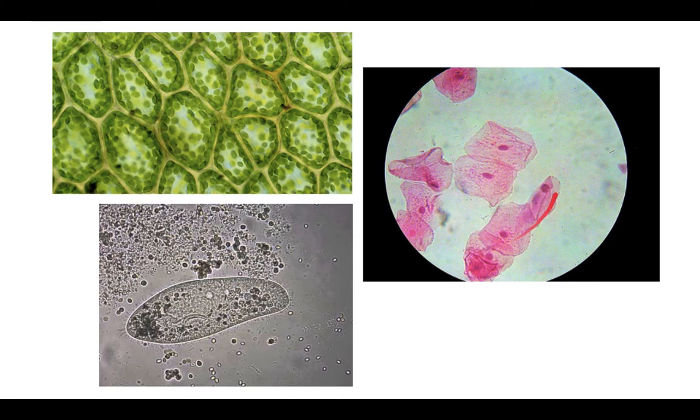This is a picture of human cheek cells under the microscope. They've been stained, so they're not naturally that bright pink, but it makes it easier to see. If you take a toothpick and you just gently scrape the inside of your cheek, you can make a microscope slide and actually look at those cells under the microscope.